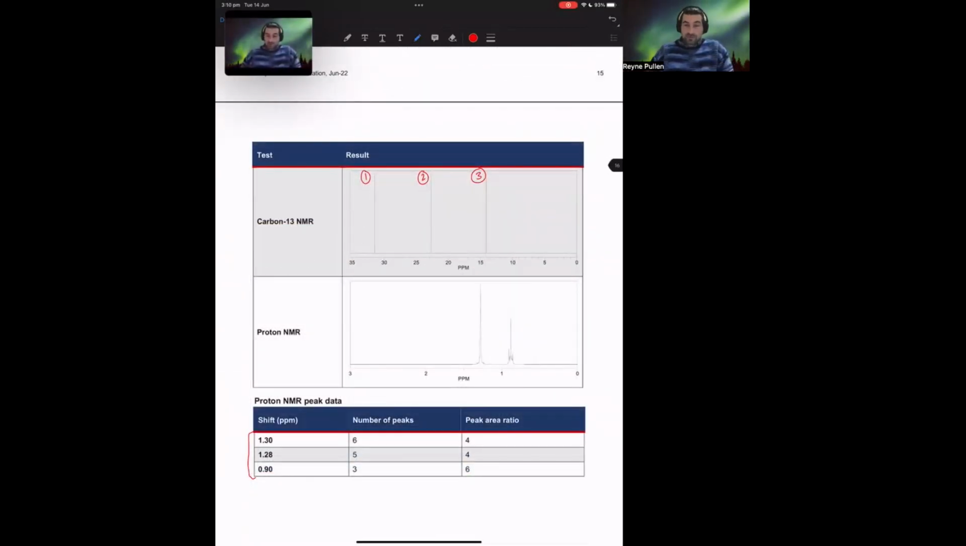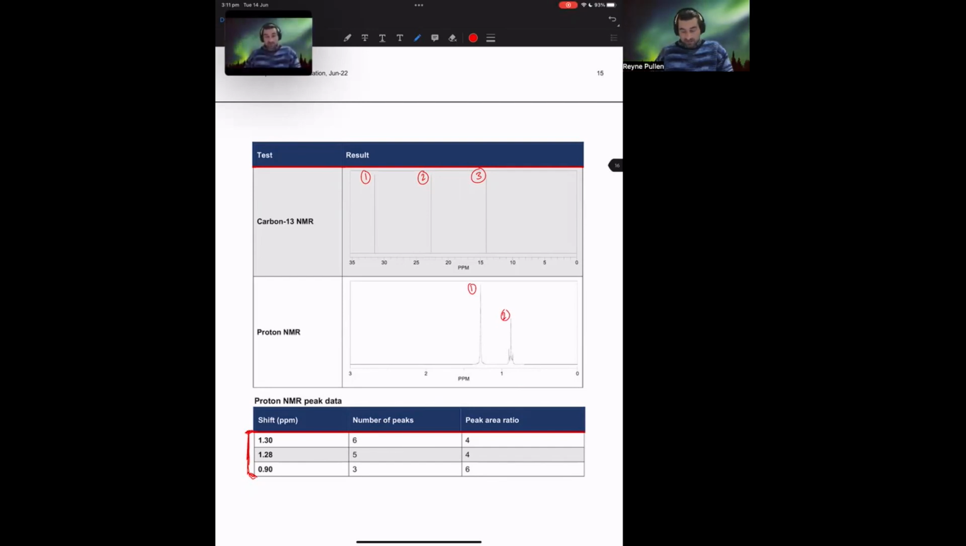So now when we come down to the proton NMR, here we can start to pull out a little bit more deeper information that is a little bit harder to interpret. Now in this particular case, at first glance it looks like we only have 2 peaks. So this idea that there's only 1 peak here and 2 peaks here, but this is when we want to come down and have a look at this peak data table we've got below, which is telling us that there are actually 3 peaks.